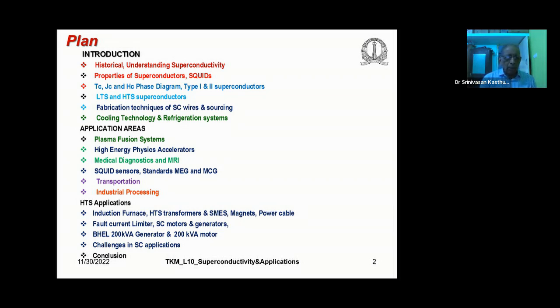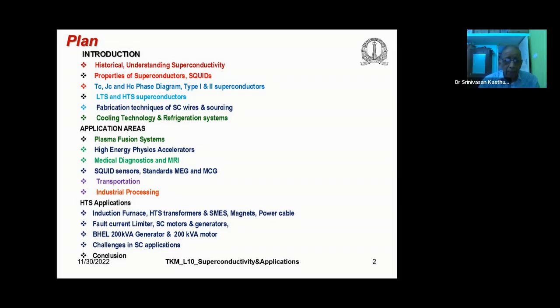Then we will talk about the TC, JC, HC phase diagram, type 1 and type 2 superconductors. There is a small mistake in the type 1, type 2 superconductor description which I had given in the last class. I will correct it this time. And then low temperature superconductors and high temperature superconductors. What are the distinctions between them?